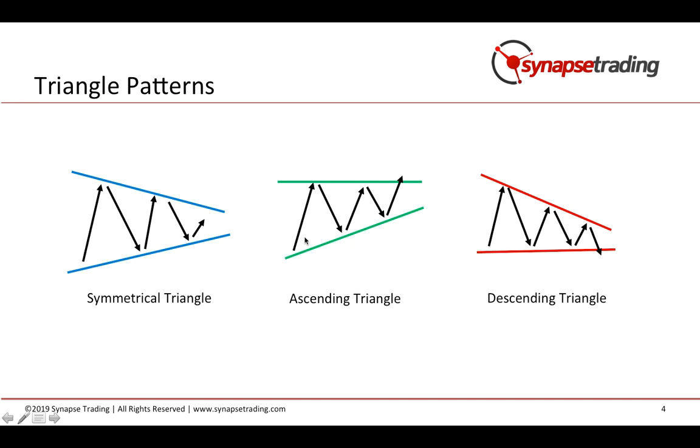Okay, so what you need to remember is that the symmetrical is more neutral, meaning the price has equal odds of breaking upwards or downwards, whereas the ascending has higher odds of breaking upwards, it's more bullish, and the descending tends to be more bearish, so it has higher odds of breaking downwards.